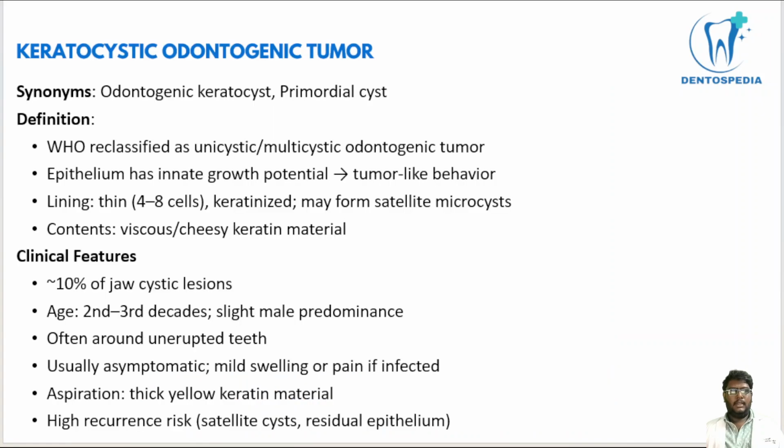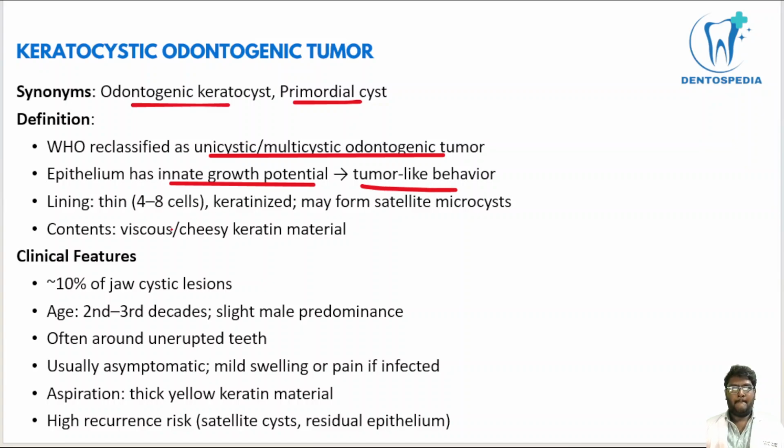And coming to the important one, that is keratocystic odontogenic tumor. These are the synonyms. It is also called OKC, that is odontogenic keratocyst, or primordial cyst. And WHO has reclassified this cyst as an odontogenic tumor. It has innate growth potential. That's why it has more recurrence when compared to other cysts. It has tumor-like behavior.